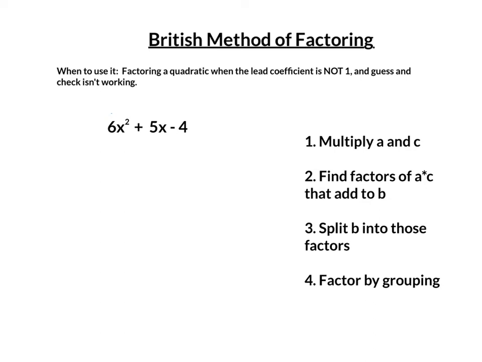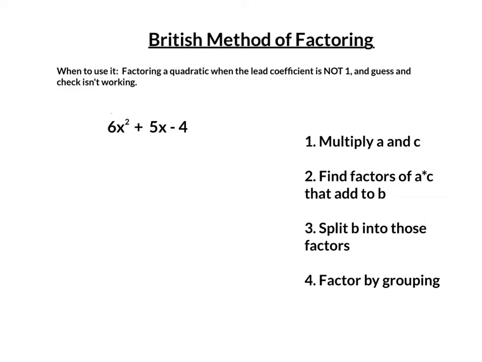All right, let's talk British factoring. So when do I use the British method of factoring? I use it when I am factoring a quadratic where the lead coefficient is not 1, and for whatever reason, guessing and checking is not working for me, or maybe some of us just don't really like to guess and check. So this is a little bit more of a systematic approach that'll help us factor reliably.